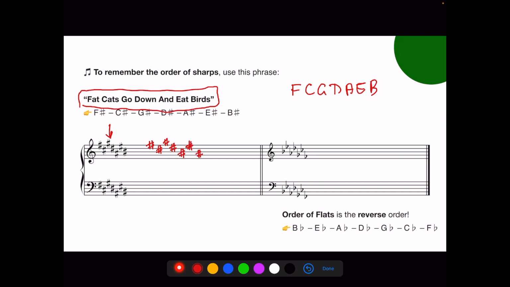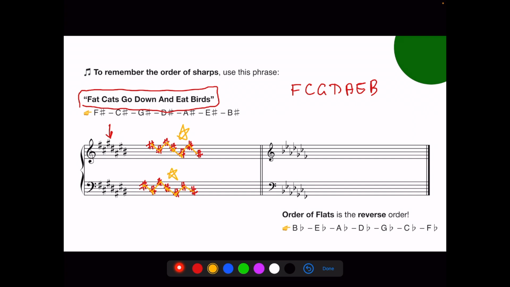Same thing for the bass clef. We start from the 4th line, F, C, G, D, A, E, and then B. Notice the pattern here. We start from the top line, F, go down, up, down, and it goes down again, and then up, down. So make sure that you remember that for the sharp. So F sharp, C, G, D, down again, E, B.